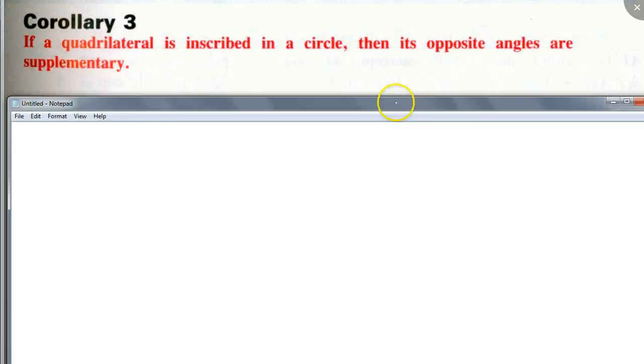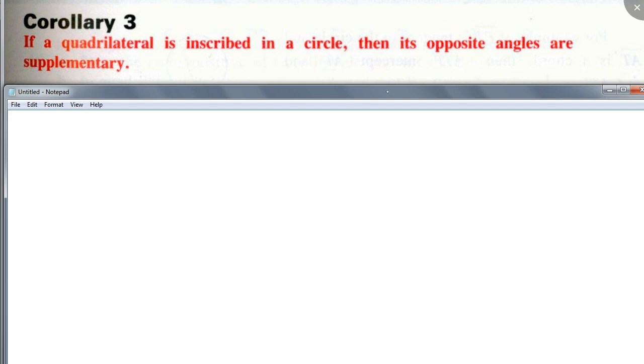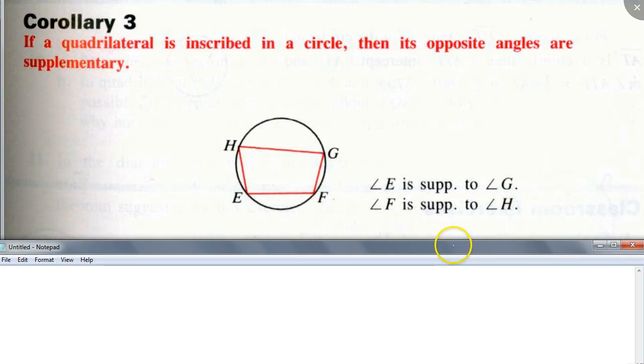This one is sort of interesting. Look what it says here. If a quadrilateral is inscribed in a circle, so this time you don't have an inscribed angle, but you have a quadrilateral, then its opposite angles are supplementary. Here's a picture. Notice the quadrilateral does not have to be a rectangle or square. It's any quadrilateral you want, as long as it's inscribed in a circle. In other words, all the vertices are on the circle. Turns out, the opposite angles E and G, when you add them together, equal 180. F and H, when you add them together, equal 180.